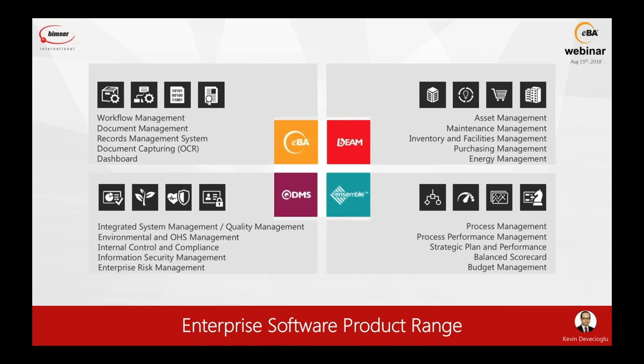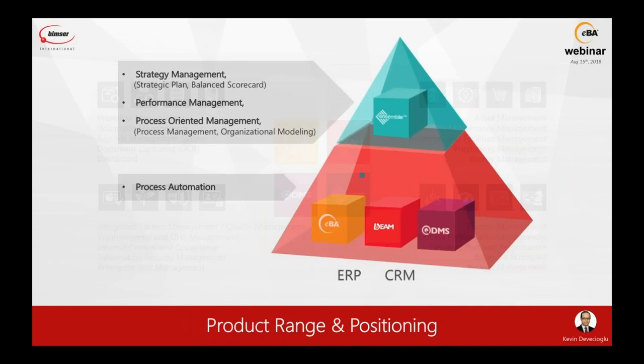BIM is an asset management and maintenance management software. It helps companies manage their maintenance operations, work orders, spare part inventory management, and it also has purchasing management capabilities. Ensemble is a BPM tool. It helps companies manage their strategies, performance management processes, and also has balanced scorecard capabilities. When we look at our products in general, Ensemble is more of a managerial tool. eBA, BIM, and QDMS are more on the production side of the transactions.